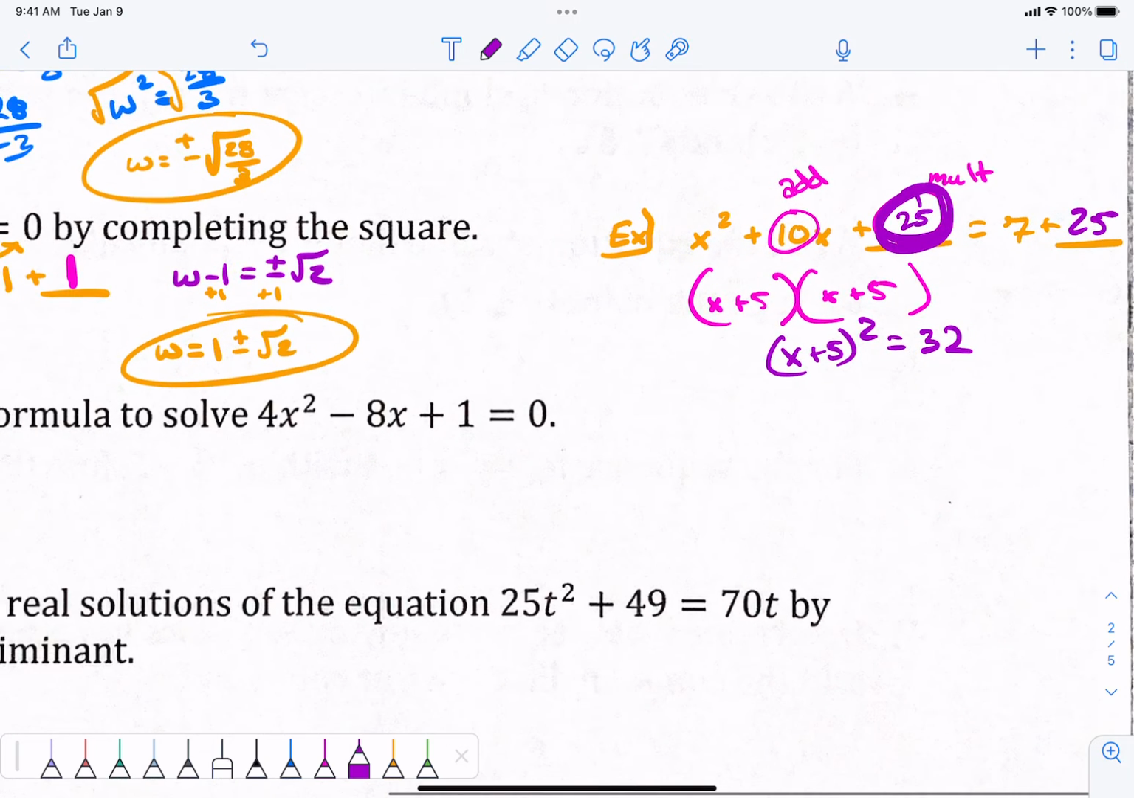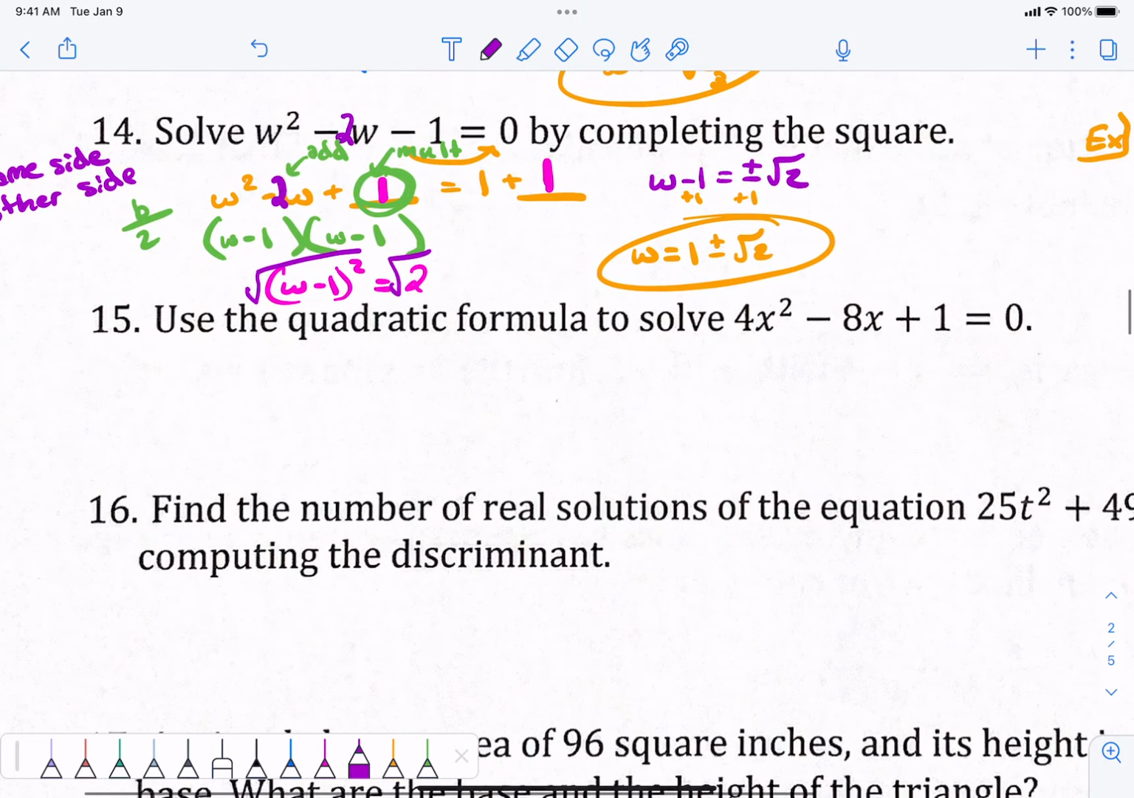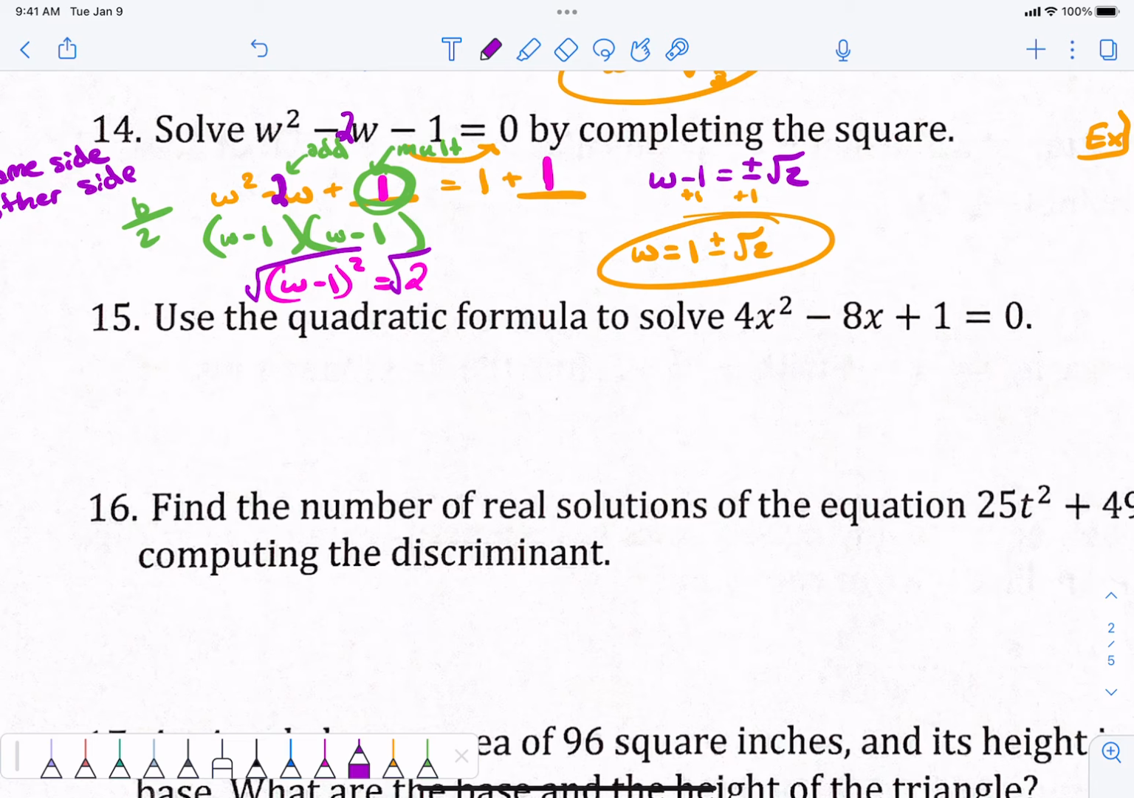Moving on. Ready? Let's write out the quadratic formula. What is it? Negative b plus or minus the square root of b squared minus 4ac.